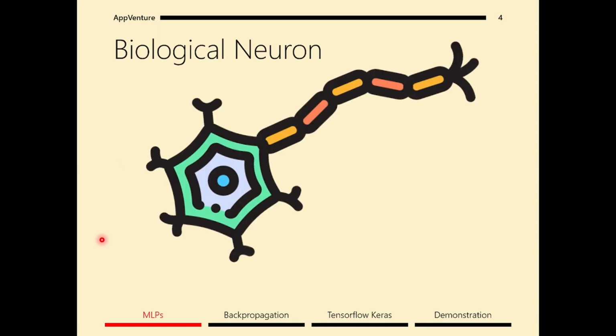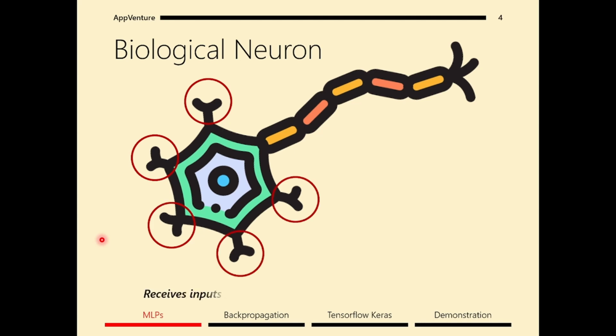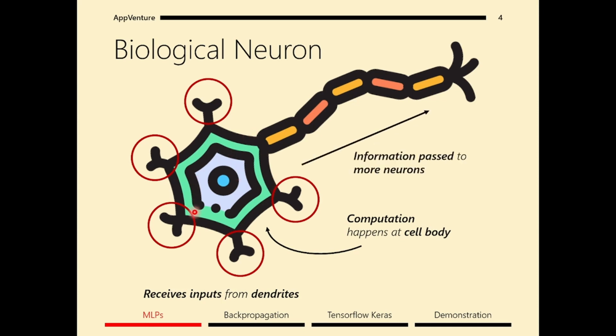In year three biology you learn about neurons. Neurons have dendrites like this, and this is where they get their inputs. The computation happens here in the cell body. After they finish computing, they send the information down the, I think it's called the axon, and then it is received at the synapses of another neuron.